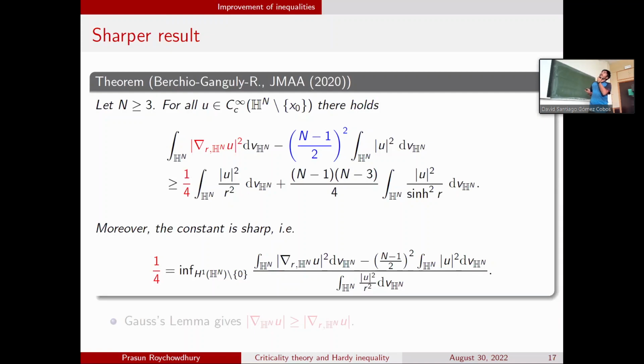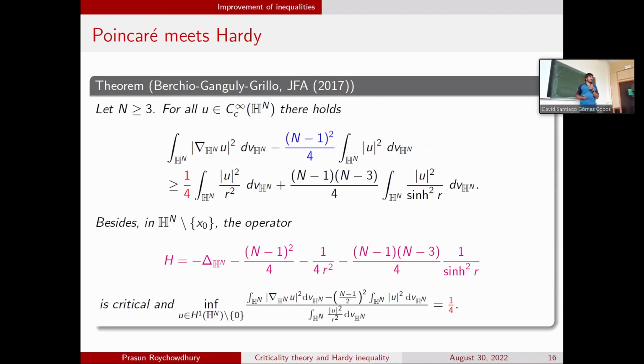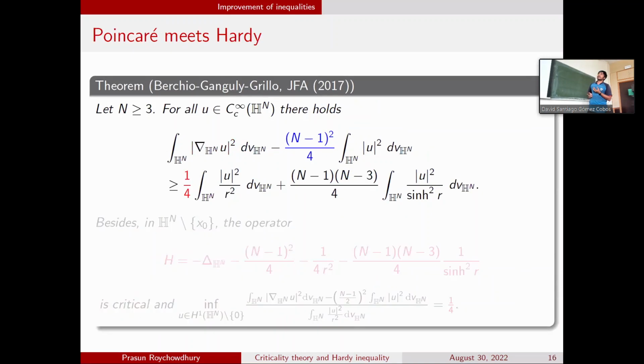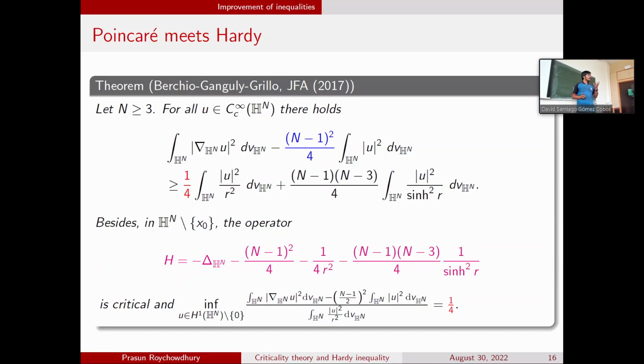Later, with Berkio and Ganguly, we proved that there is a sharper version, in the sense that we can replace that gradient by the radial gradient. But sharper version here does not contradict the criticality of the operator. We are not improving by adding some kind of terms. We are just improving this term.